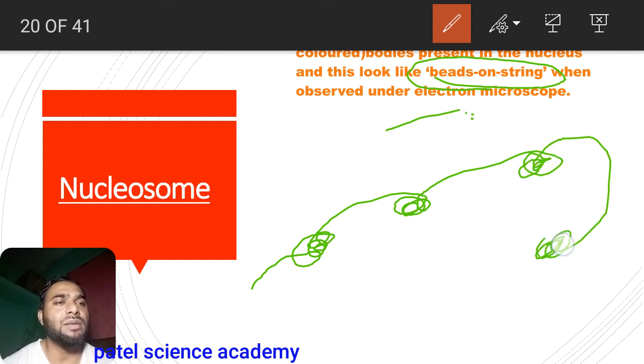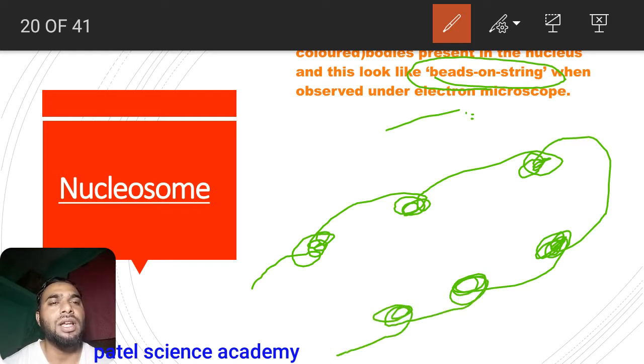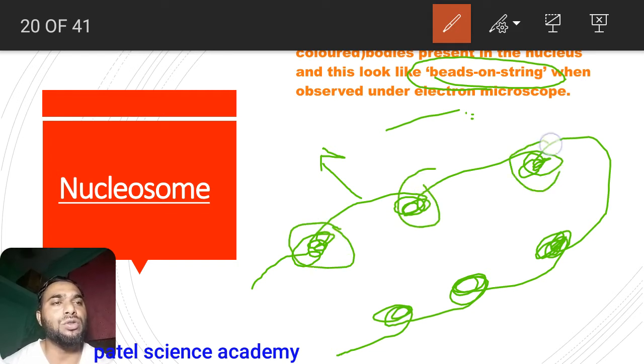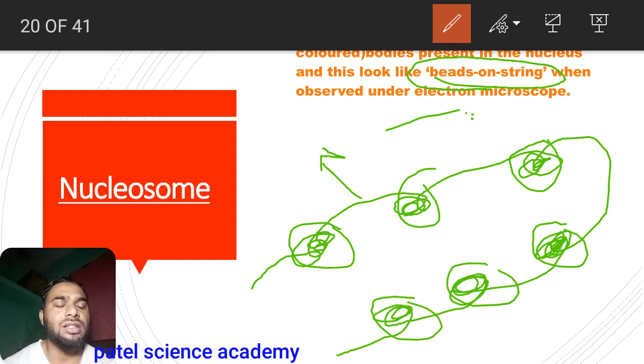You can see here the beads on strings. For example, these are DNA molecules, and these are different nucleosomes, and the structure in this shape is called beads on a string. You can take another example: women wear a necklace, and that necklace has diamonds, and the different diamond arrangement in the necklace is like beads on a string. You can consider it likewise.